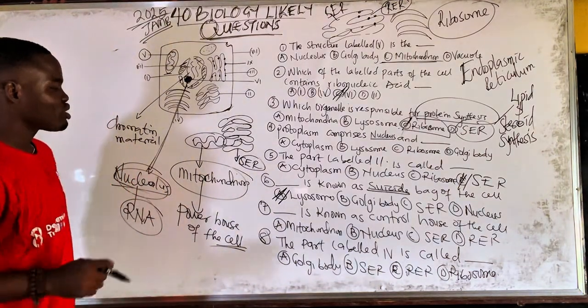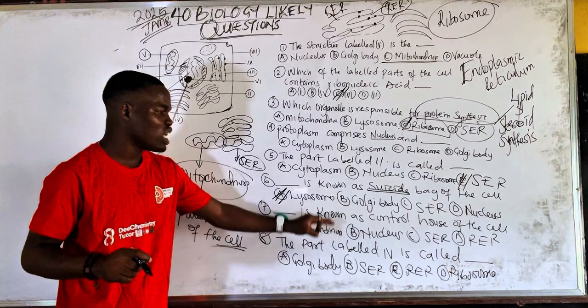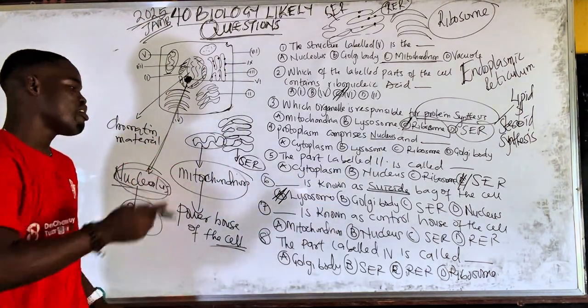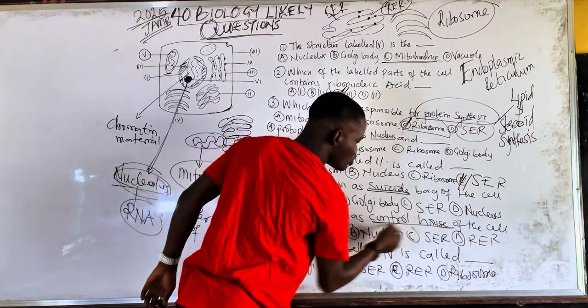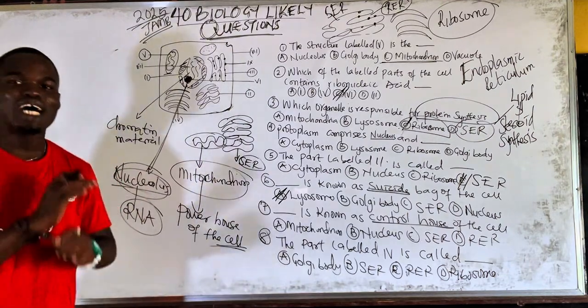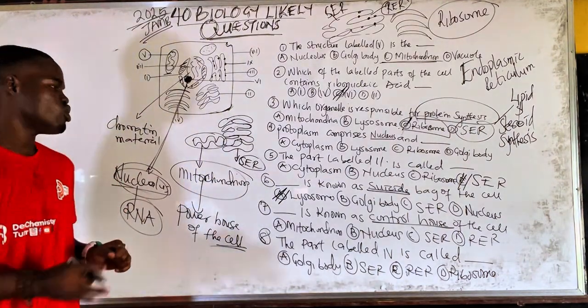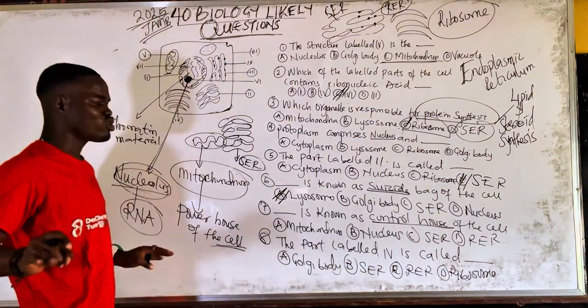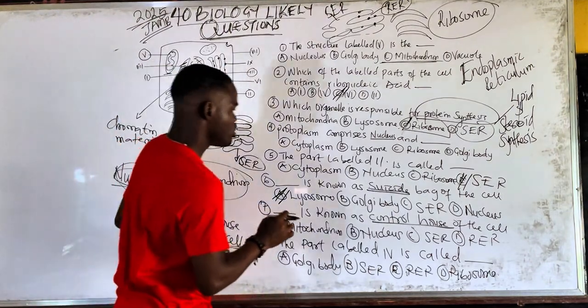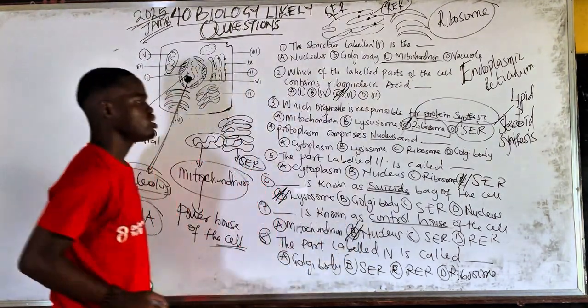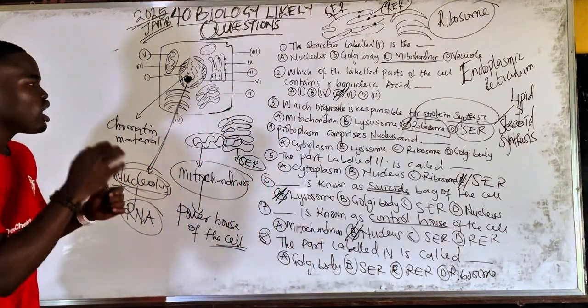Alright. Number 7. Dash is known as the control house of the cell. I mean, from the name, control house of the cell. What is known as the control house? Of course, it's a no-brainer that the nucleus is known as the control house of the cell.